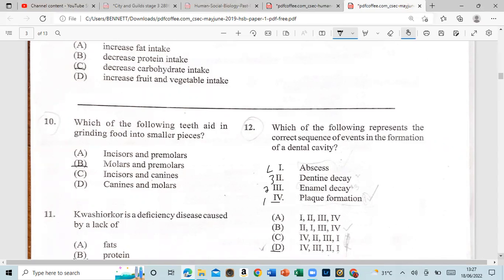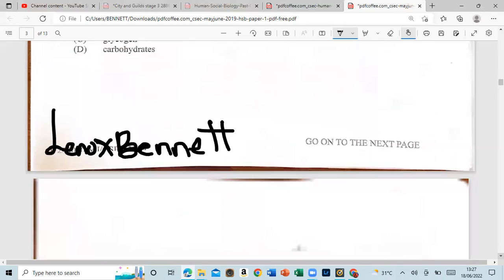All right, so let's move on to number 13.